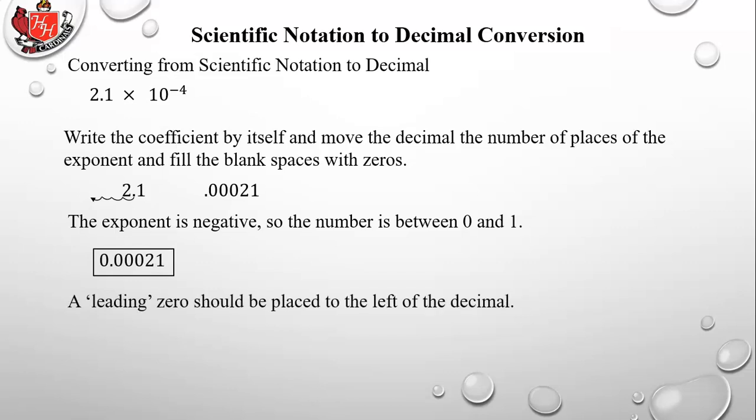Now, a leading 0 should be placed to the left of the decimal. That's that very first 0 there. It doesn't change the value of the number, but it's always done in science that you put a 0 in front of the decimal place like that if there's no other digits there.